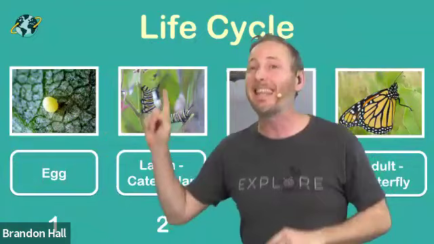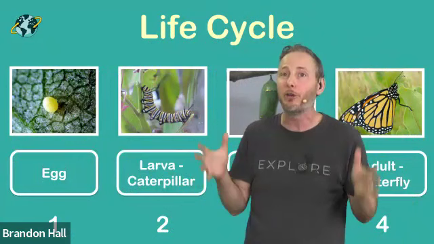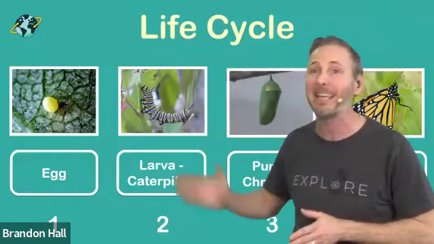So when you are creating your own monarch way station, you're creating your own habitat to help out the monarch butterflies because they need our help. When you're doing that at your school, at your home, in your community, you need to strategically think about each one of these stages to help them out. Because yes, we need milkweed because we need to help out the caterpillar.